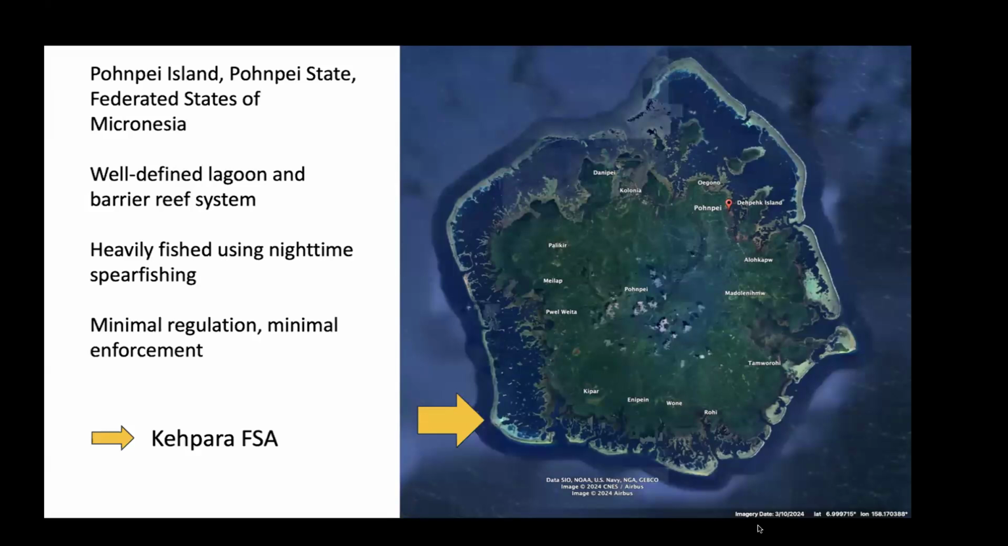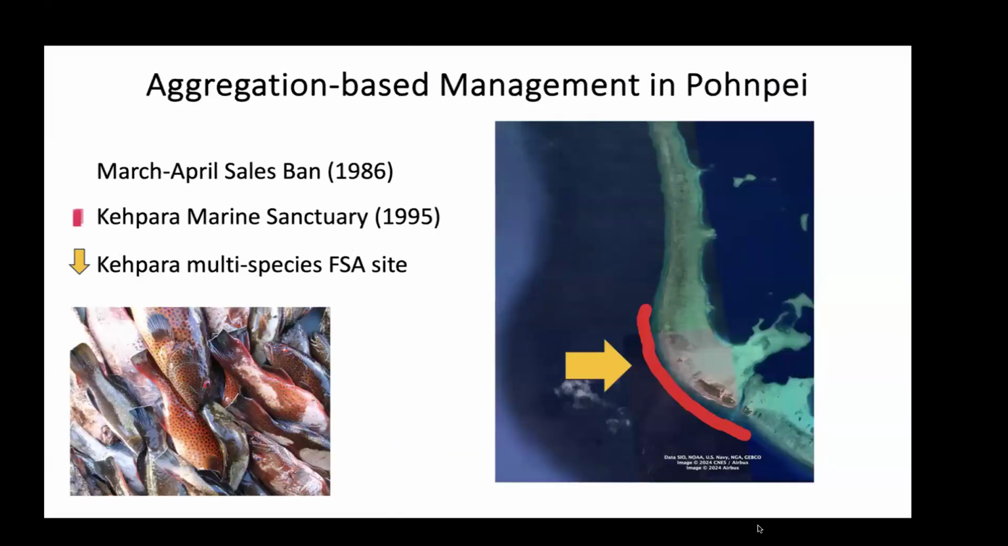We may assume that some aggregations have been lost to fishing prior to protective measures being put in place. In 1986, Ponape State created the first aggregation-based legislation to protect groupers during perceived spawning times. In Ponape, local ecological knowledge states that aggregations of grouper and other species form when the breadfruit ripens. As such, legislators enacted a March through April sales ban on all groupers based on this perceived linkage.